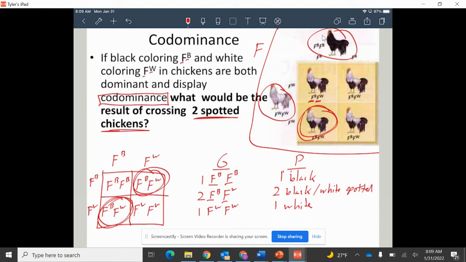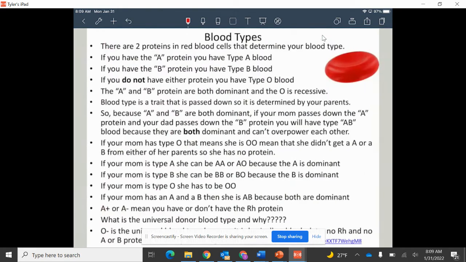The biggest thing is knowing how to write your alleles. Instead of just writing black and white, that indicates two separate traits. Don't write it that way. We're going to say that our feather allele can be black or white, indicating those are both dominant. We can't use lowercase letters here. It's codominant, okay?